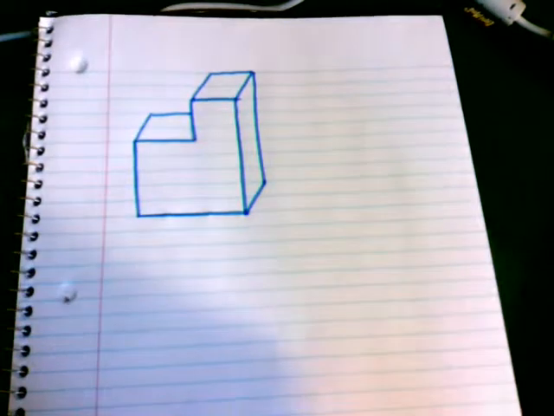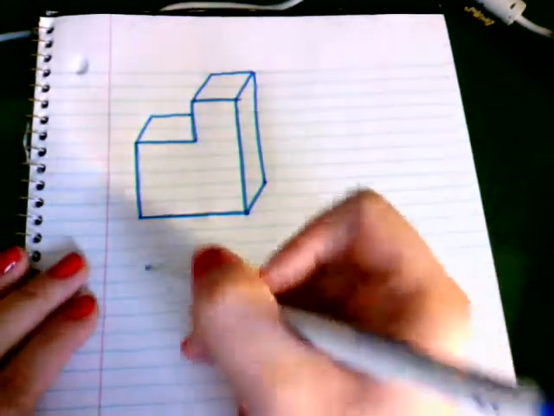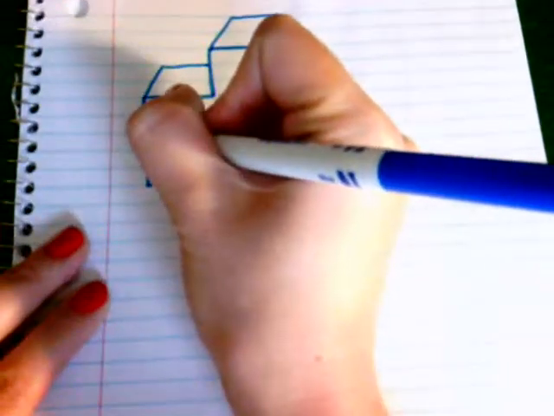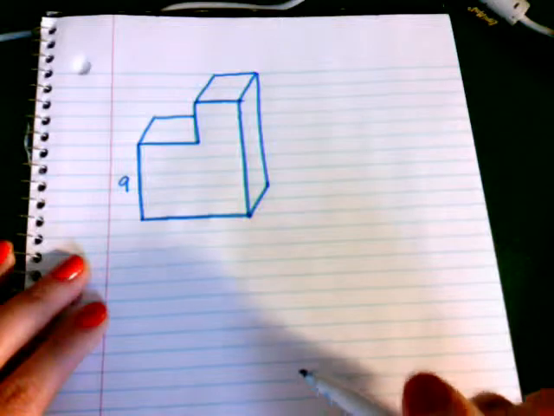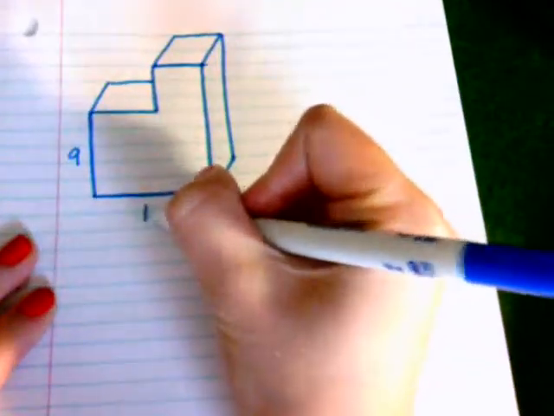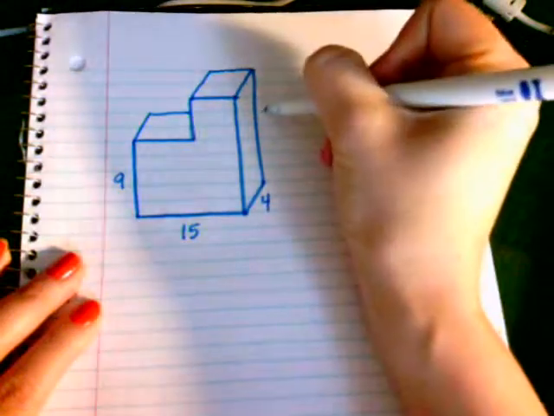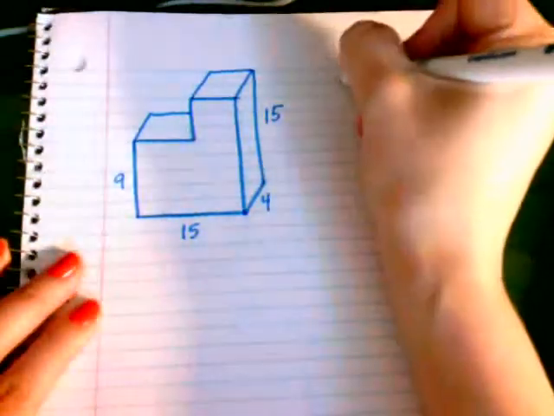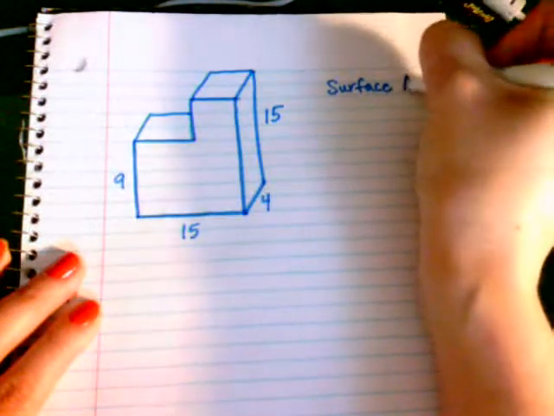Hoping to help you figure out the difficult math problem that was in the OLS. It took me a couple of tries, so here we go. You were given this shape and told that this side was 9, this was 15, this was a 4, and you were given 15 over here, and it asked you to find the surface area of the object.